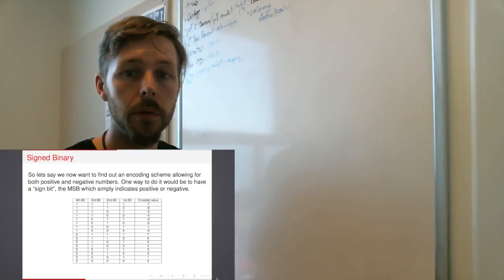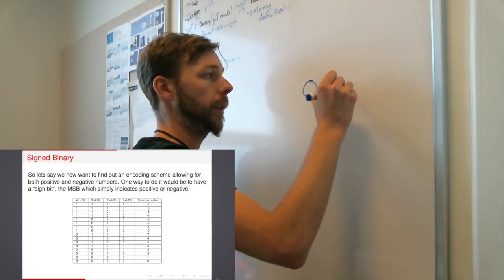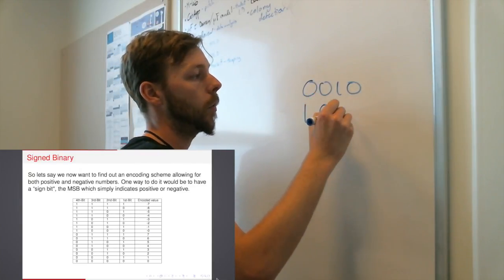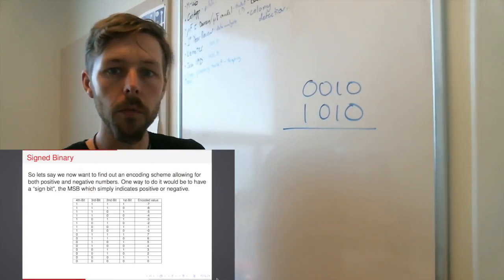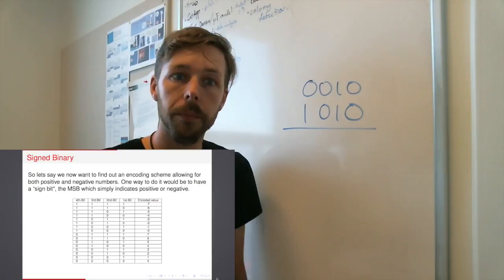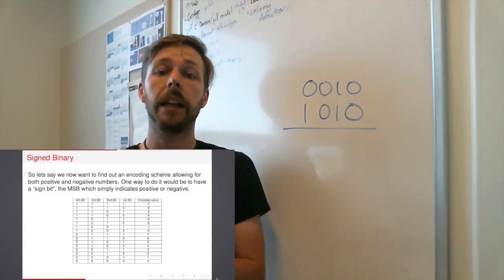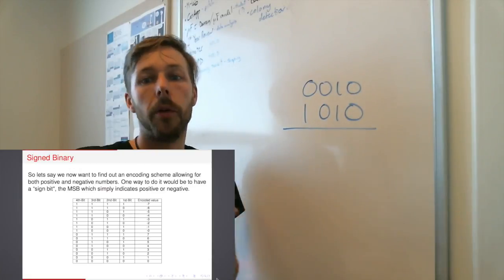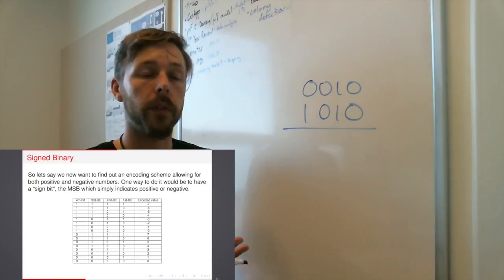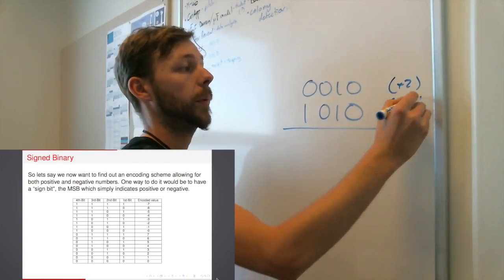Let's take, for example, 2, which in this encoding scheme would be 0010, and negative 2, which in this encoding scheme is 1010. So recall, if we have positive 2 and we add negative 2 to it, that's the same as saying 2 minus 2. So if we add positive and negative 2 together, we should get 0, right? The same for positive 3 and negative 3, positive 4 and negative 4. So what happens when we add positive 2 and negative 2 together in this particular notation?